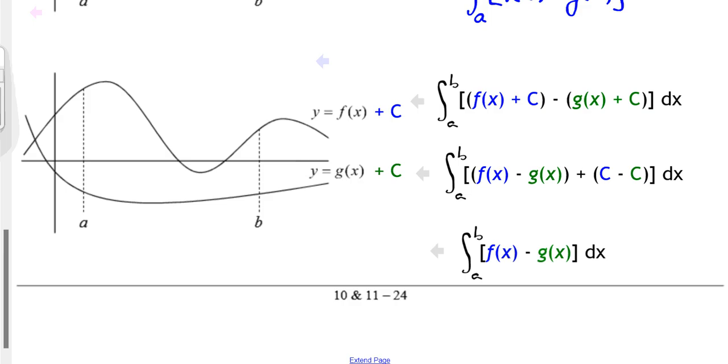So if we were to do the antiderivative from here, we'll go green, this will be positive, and this will be positive, and this will be negative.